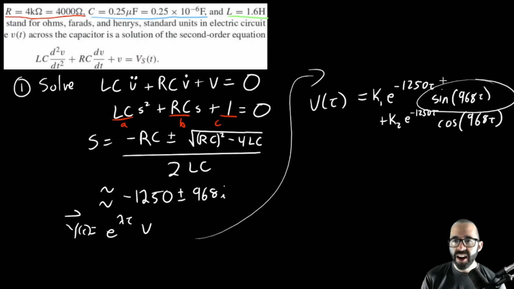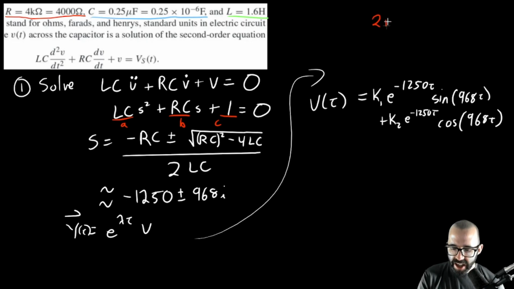How fast is this oscillating? It's oscillating so fast. What's the period here? The period is 2 pi over 968. That's roughly 6 over 968, which is roughly 1 over 150 or something. 1/150th of a second. So it's oscillating very quickly.